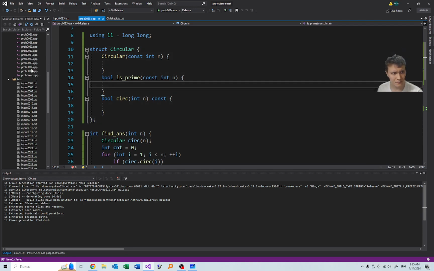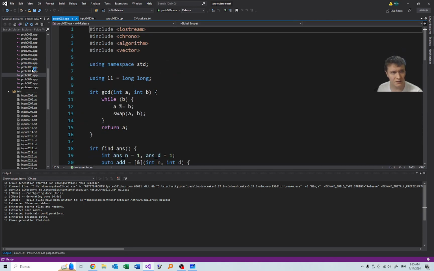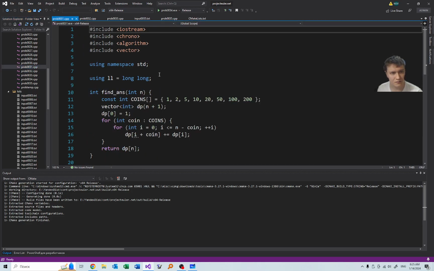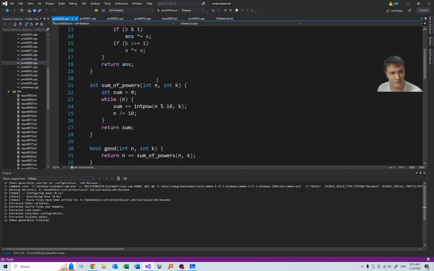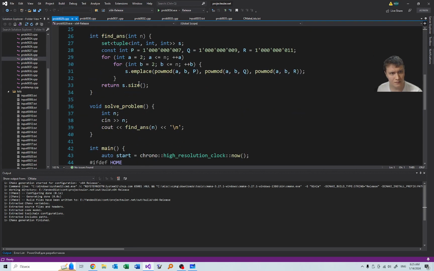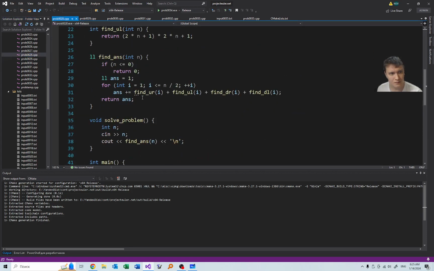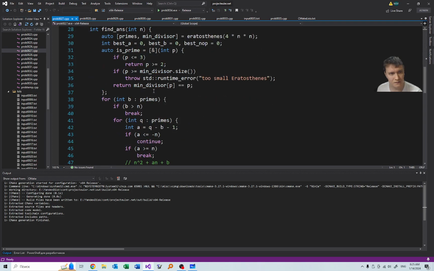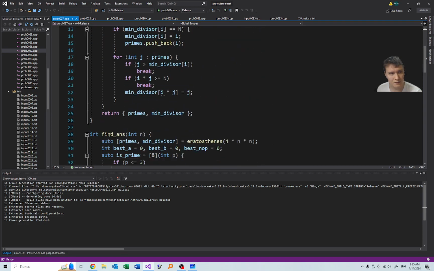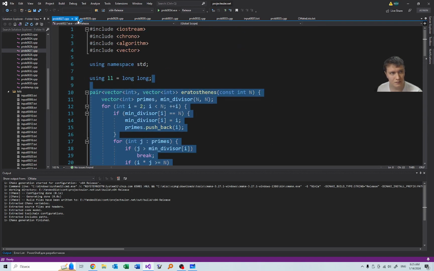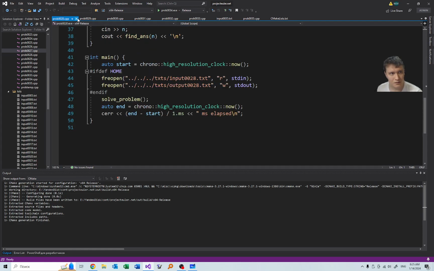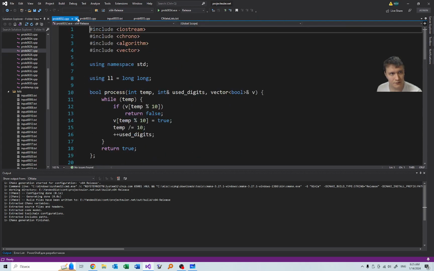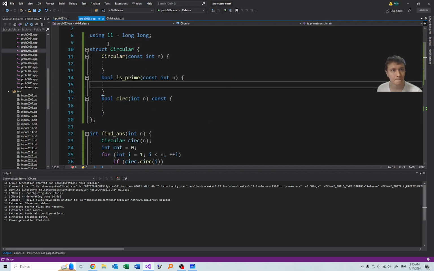Let's find Eratosthenes sieve. I don't remember where it was. 29th. Where was the sieve? Here it is. Let's copy it.